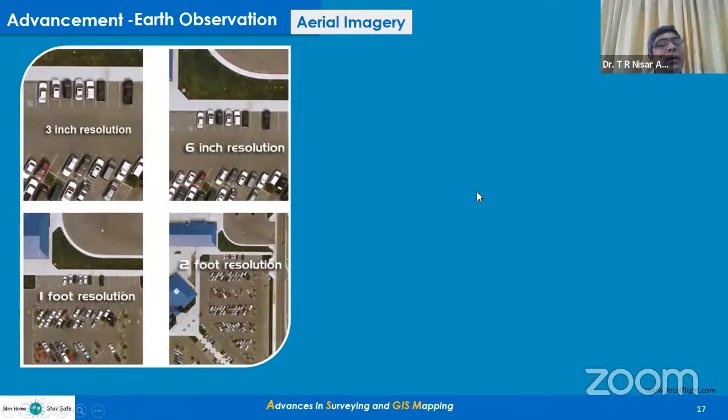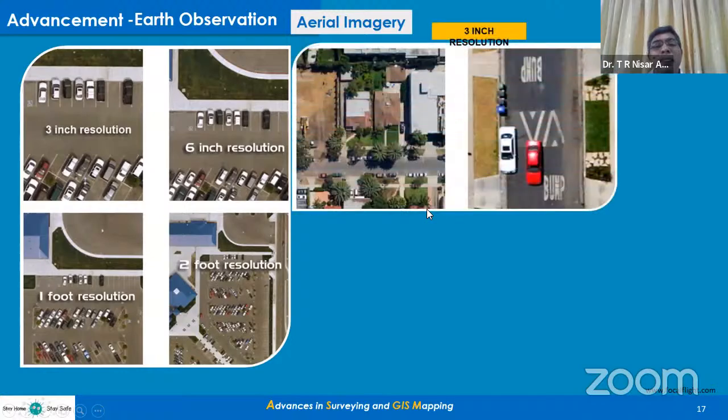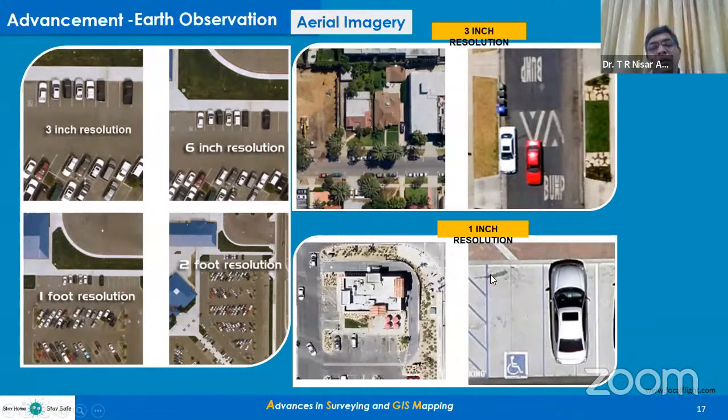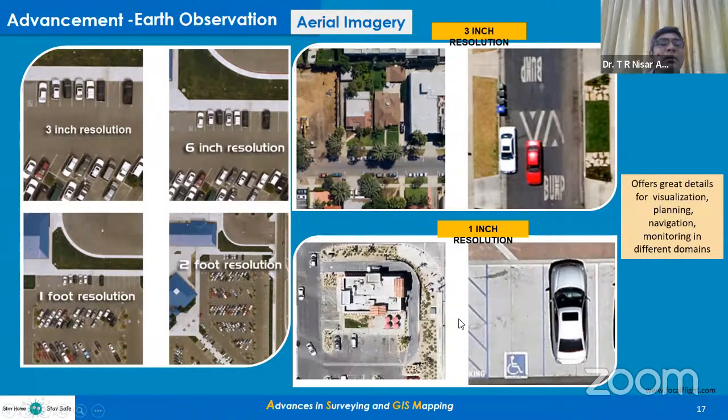This is the one with aerial photography at finer resolution, here 1 inch, 2 inch, and 1 inch. 1 inch means 2.5 centimeters. Here you can see and demarcate features. So that was the more detailed data.